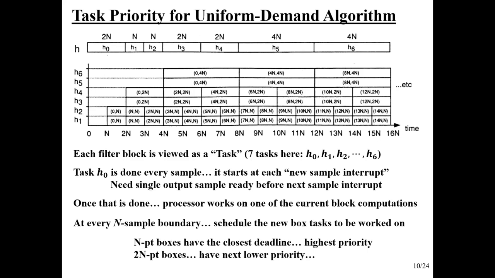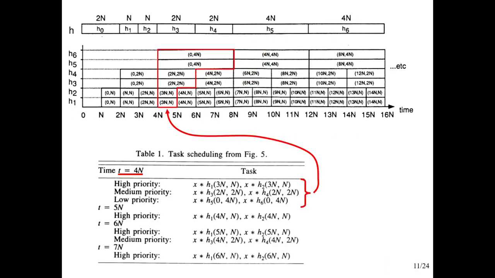So the endpoint boxes have the closest deadline, they have the highest priority. So that's all these down here. Then these would have the next priority, and those would have, and so on. I'm only showing 6 of these, but this would just keep going up. So let's just look at an example here.